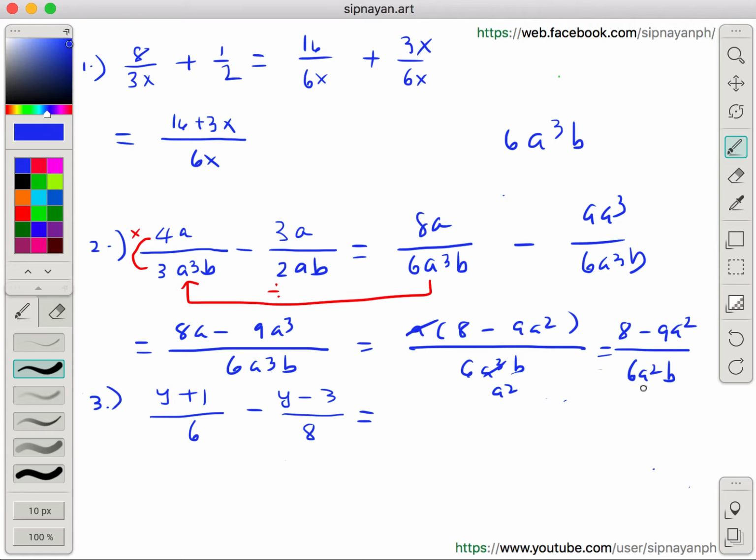We cannot cancel this a squared. This is subtraction, no? If you can factor something out, then you can cancel it with the variable in the denominator. But if you cannot factor it, that is not allowed, no?